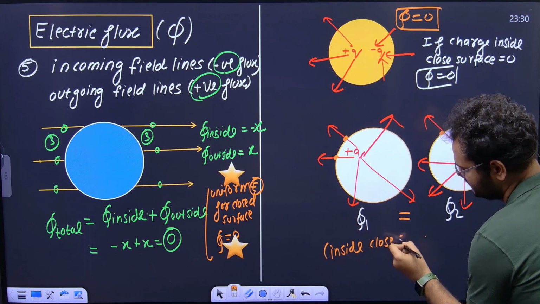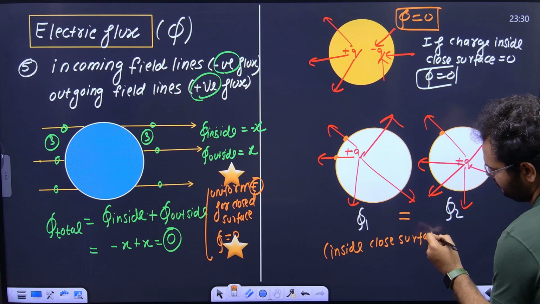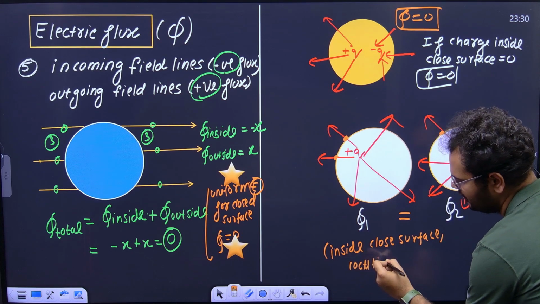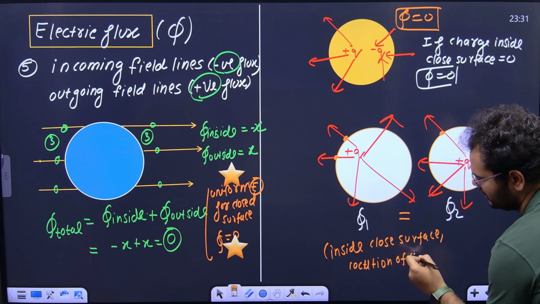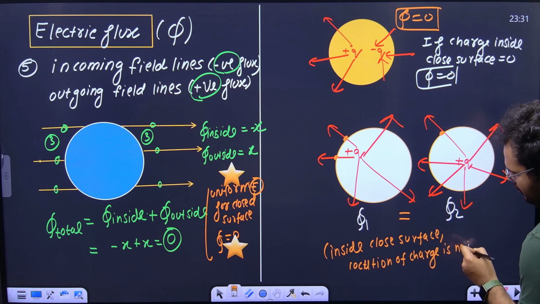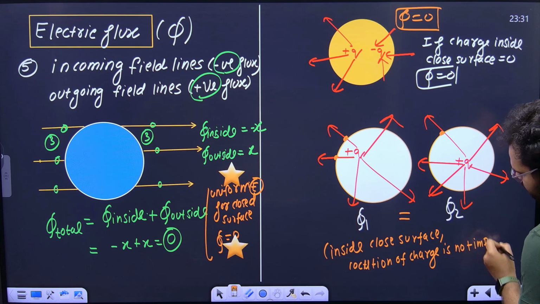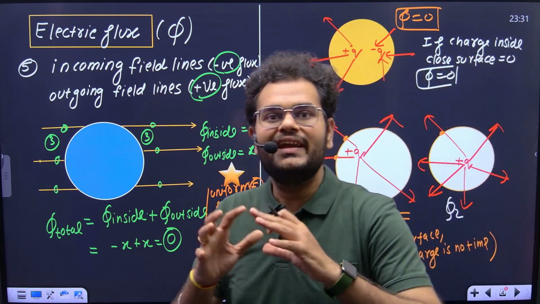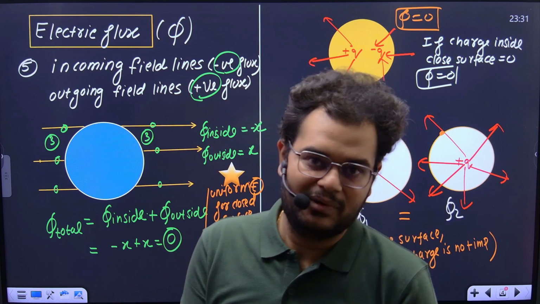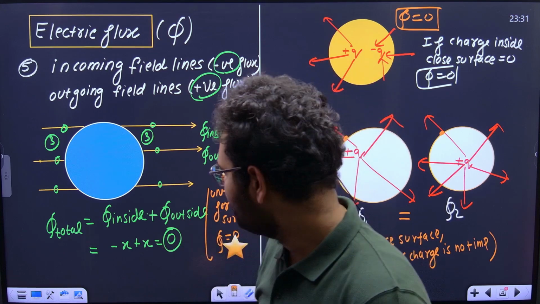One more important point I get, that inside a closed surface, location of charge is not important. So no matter where I keep the charge inside, okay, flux will be same. Are you getting it? Three things important we have learned here.